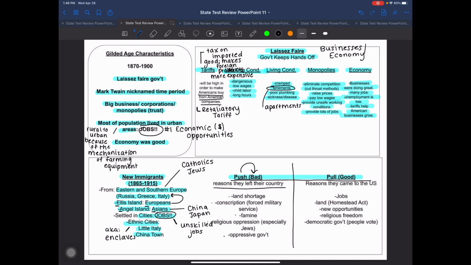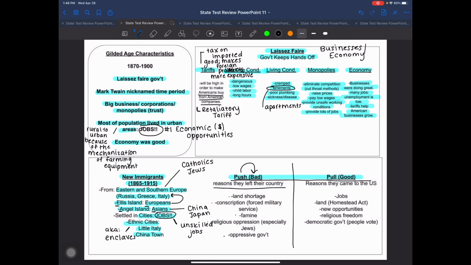So you can see like land shortage. There's not enough land. They're being forced to serve in the military in those countries. Famine, not a lot of food. Religious oppression, especially for the Jews being mistreated because of their religious views. Oppressive governments, okay, abusive governments. Those are all bad things. Those are all push effects.